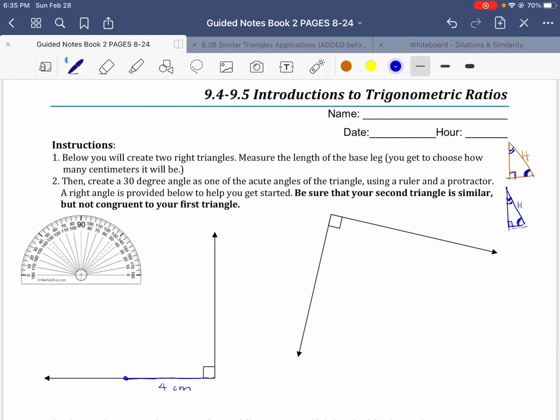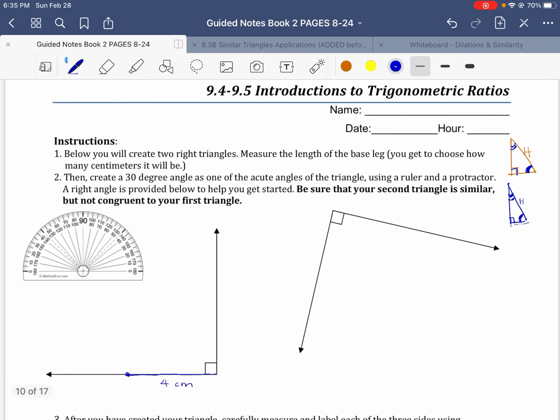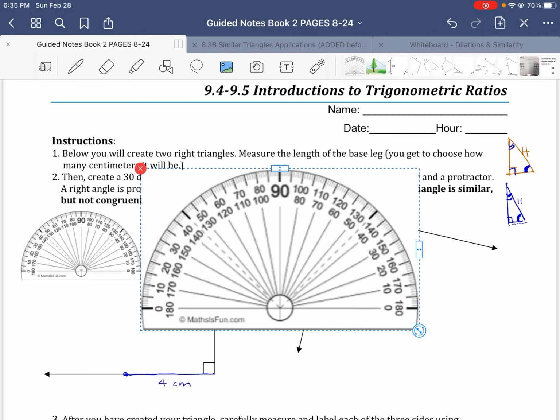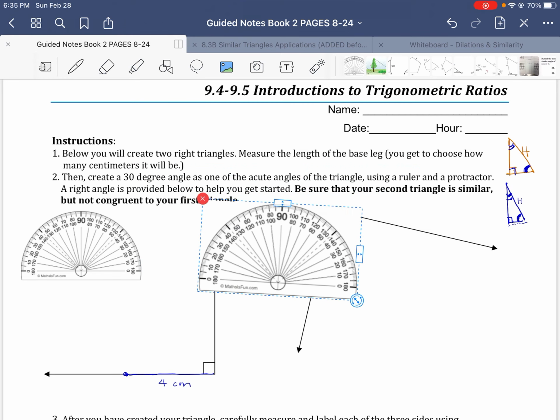And it wants us to then create a 30-degree angle as one of the acute angles of the triangle. So we already have our right angle here. Now we're going to create a triangle here, and we want this angle to be 30 degrees. So if you're measuring an angle, you use a protractor. And I have a picture of a protractor right here. And essentially what you do is you move this protractor. I don't know that it's going to let me move it anymore. Let's see if I insert another picture. Oh, there we go. Let's see if we can make it a little smaller.